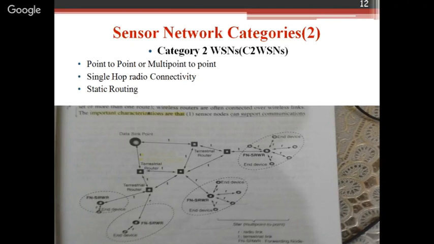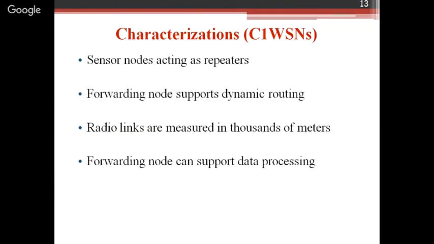I'll discuss one application related to this kind of category: the home automation system, where you have deployed a lot of sensors. There this kind of static routing is used. These are the characteristics which I have already discussed with you, that in the first category, sensor nodes act as repeaters. They are transmitting the data to the next sensor nodes, to the neighboring nodes. The forwarding node supports dynamic routing, meaning the main cluster head is transmitting the data to the next forwarding node, and those nodes support the dynamic routing.